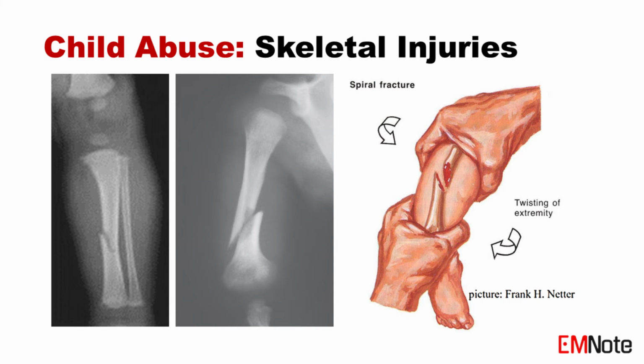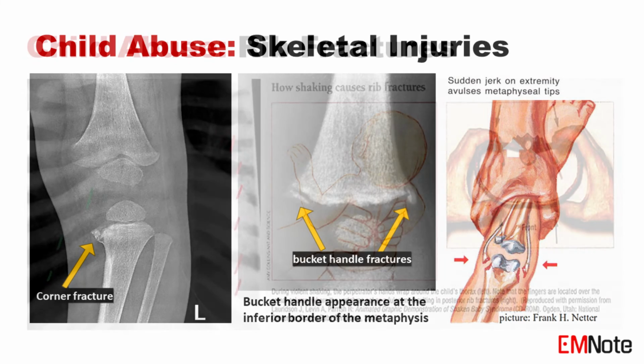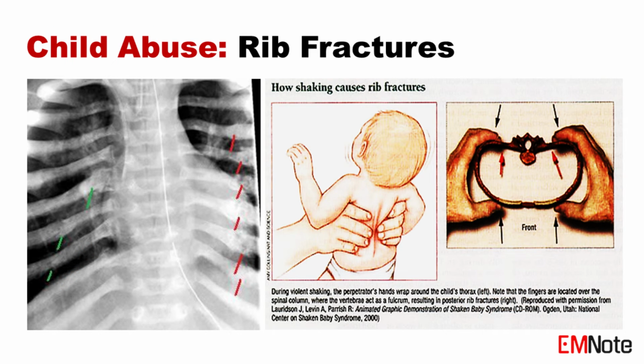Corner fractures, also known as bucket handle fractures, are observed in young children and are suggestive of non-accidental injury, child abuse. Most rib fractures in infants are caused by child abuse. Posterior rib fractures, especially multiple and in younger children, are rarely accidental and warrant further investigation.